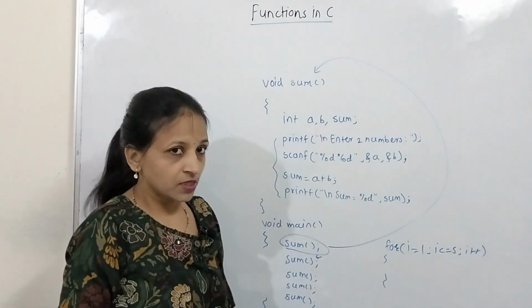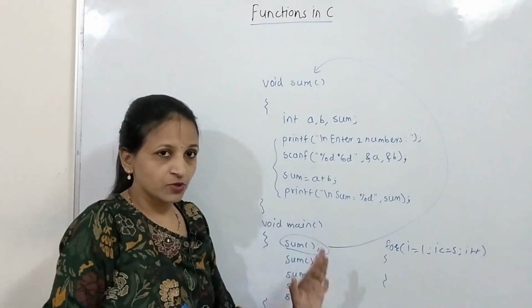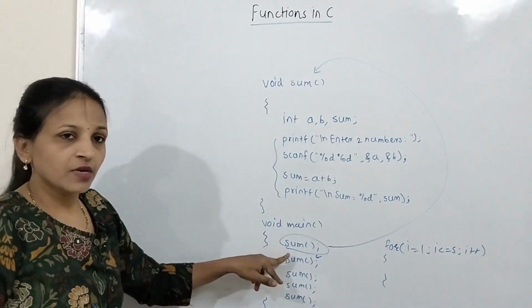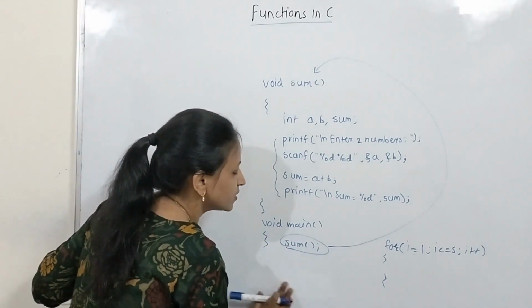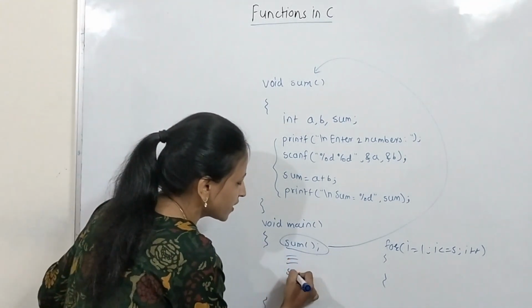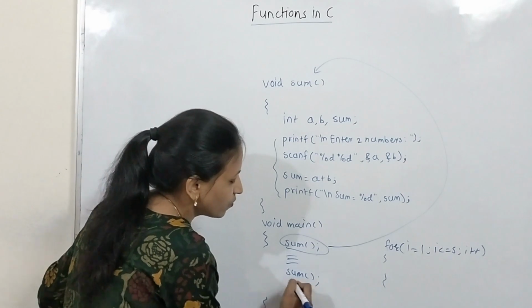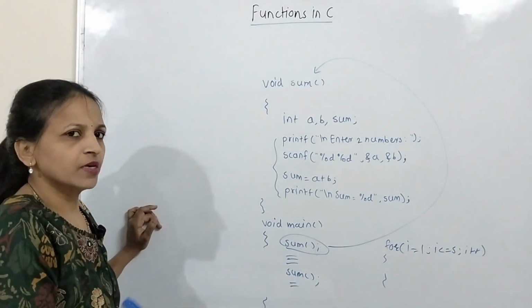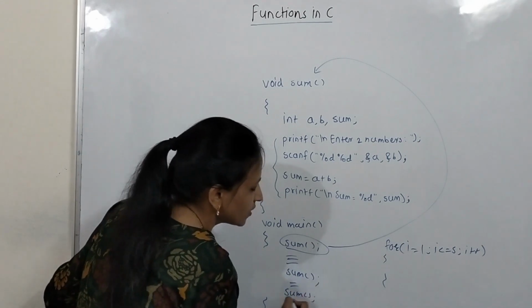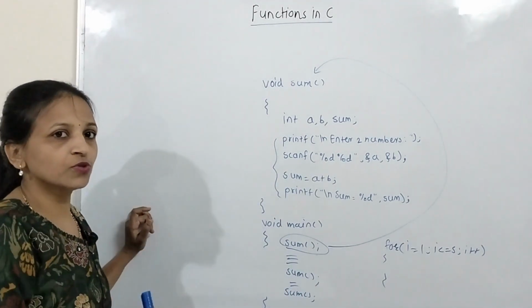But see, what is the purpose of using a function? I want to call this sum function the first time here, then I want to execute some other code here. Again, suppose I want to call the sum function, I can do it like this. Again, I want to execute some other code. Then again I will call this sum function. In this way, we can do the task.